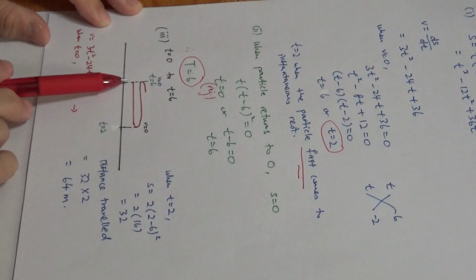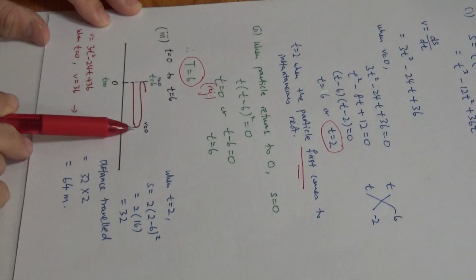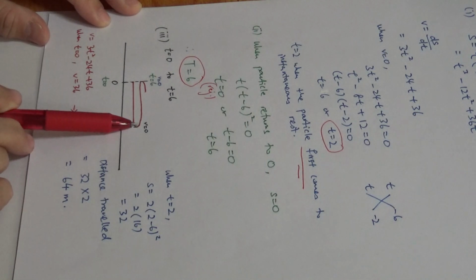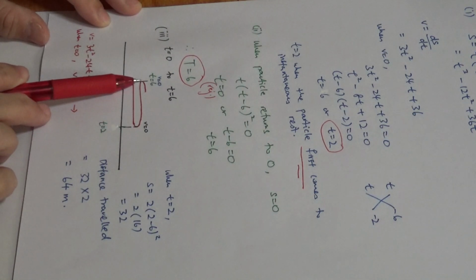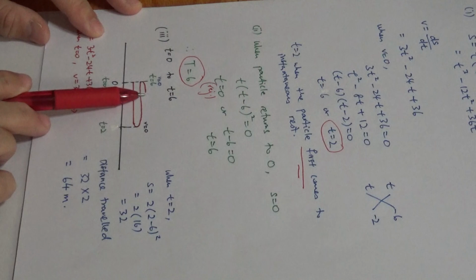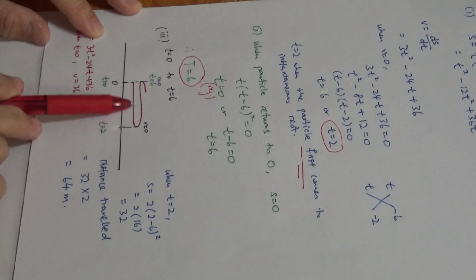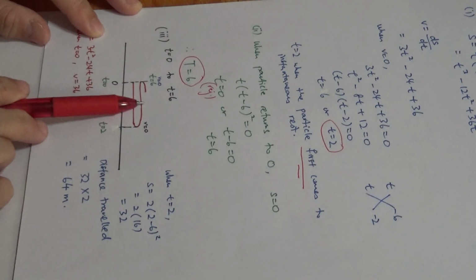What does it mean? That means the particle travels from O. When t equals 2, it stops. Then it turns back. When it's at 0, it stops, then it turns back. And when t equals 6, it turns back again. So instantaneous rest means it stops and it turns back.